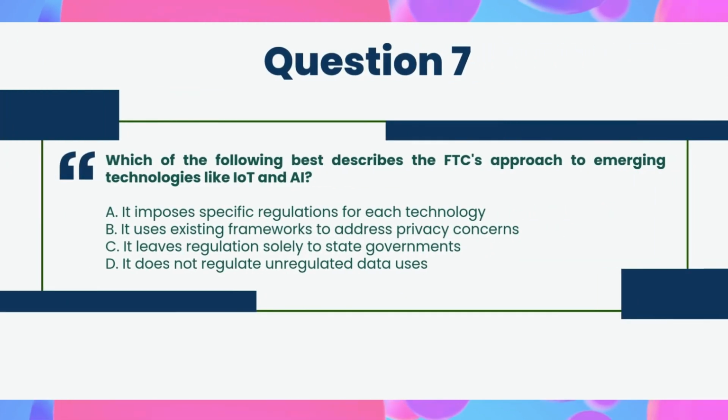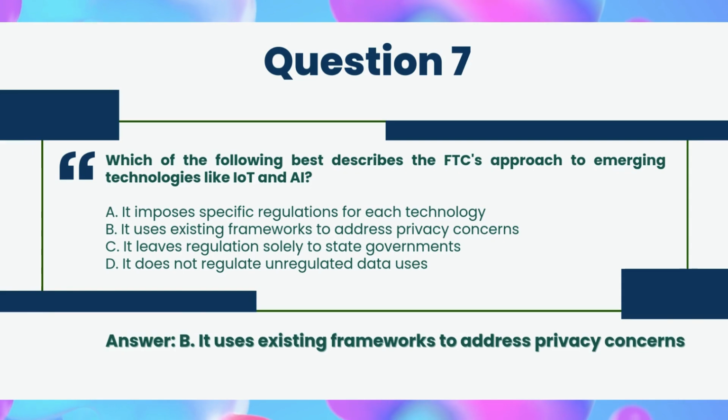Question 7. Which of the following best describes the FTC's approach to emerging technologies like IoT and AI? A. It imposes specific regulations for each technology. B. It uses existing frameworks to address privacy concerns. C. It leaves regulations solely to state governments. D. It does not regulate unregulated data uses. The answer is B. It uses existing frameworks to address privacy concerns. The FTC often applies existing legal frameworks, like those prohibiting unfair or deceptive acts, to regulate new technologies.